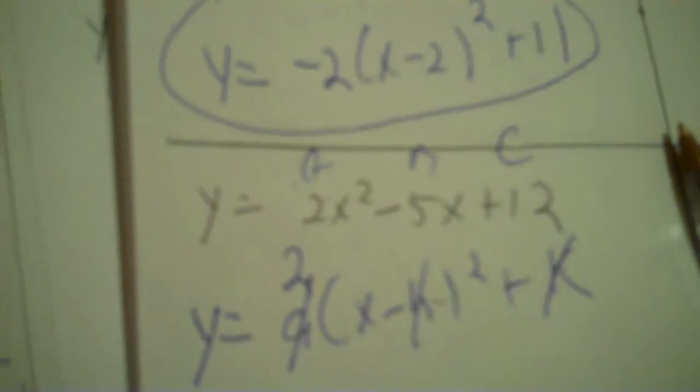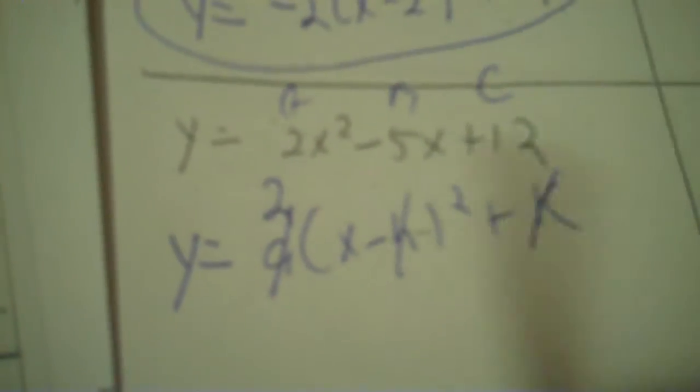Well, for the h and k, I find the vertex. So opposite of b divided by 2 times a finds the vertex of the x. The axis of symmetry is the appropriate name. So 5, and then 2 times 2 is 4. You can write 1.25, that's all right. Okay. I substitute that in for the x.